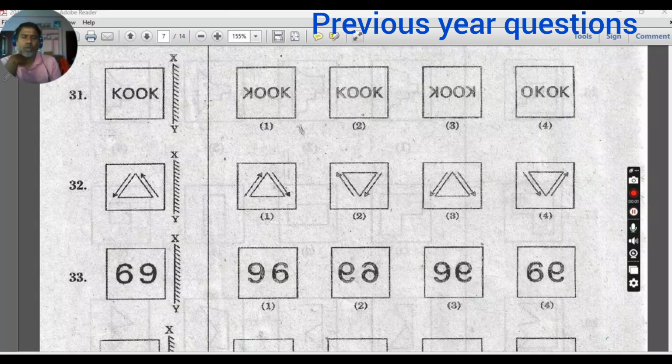Now, as we did earlier for odd man out, here also we will solve some previous year exam questions, mirror image questions. You will understand this type much more clearly after solving these questions.